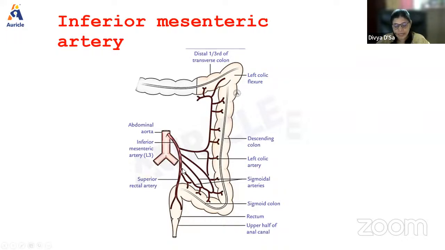Here, in addition to the superior rectal artery, which is actually a continuation of the inferior mesenteric artery, it will also give the left colic. Okay, so here you see this is the left colic artery, and it will also give sigmoidal branches. So these are the 3 branches of the inferior mesenteric artery.